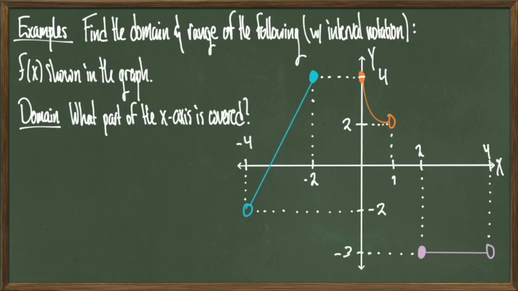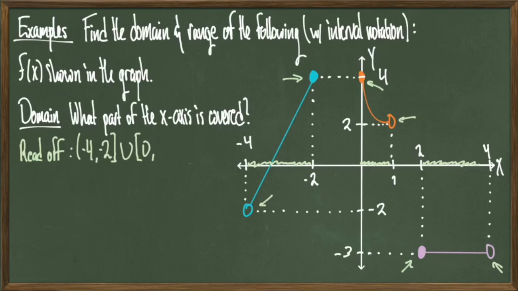Next, for the middle orange curve, I see that the portion of the x-axis covered goes from 0 to 1, where I have a closed circle over 0 and an open circle over 1. Last, with the rightmost purple line, I cover the portion of the number line from 2 to 4, where I am closed at 2 and open at 4. Therefore, I can read off my domain: the interval open at -4, closed at -2, union with the interval closed at 0 and open at 1, union with the interval closed at 2 and open at 4. Again, this is just all portions of the number line covered by the function.